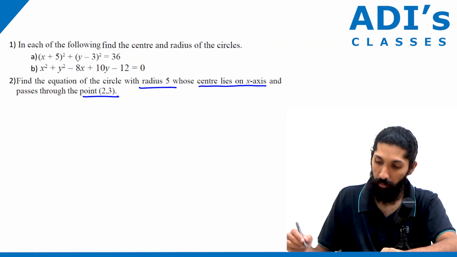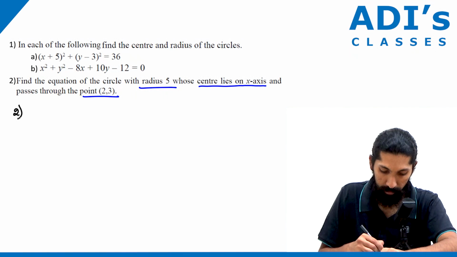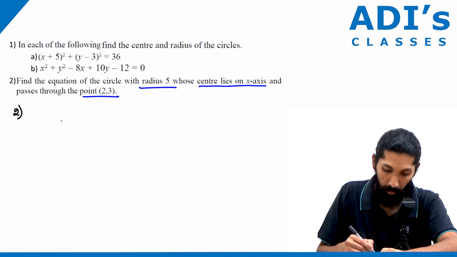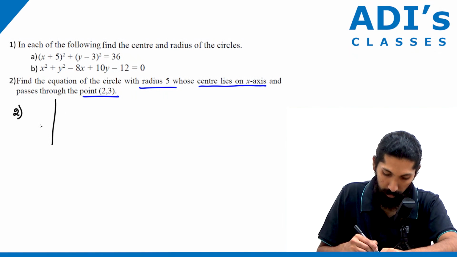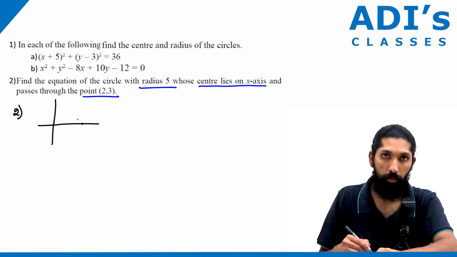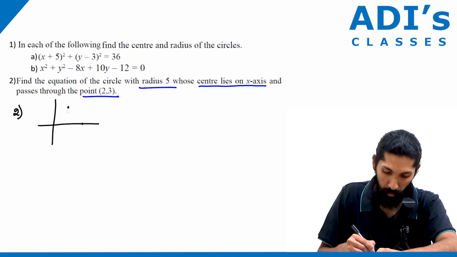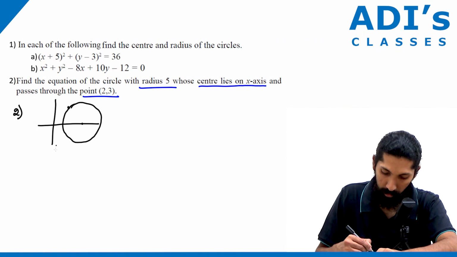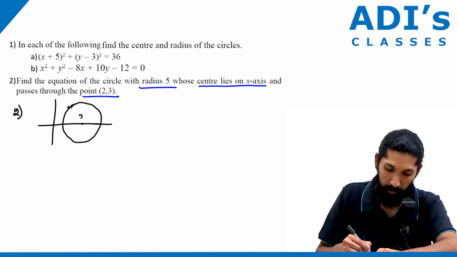And it passes through the point 2 comma 3. Now see, assume something like this. The center of the circle is here, some point, we don't know what it is. Say this is 2 comma 3, and it moves in such a way that it's going to go like this. So this is the circle. This is x comma 0. This is 2 comma 3.